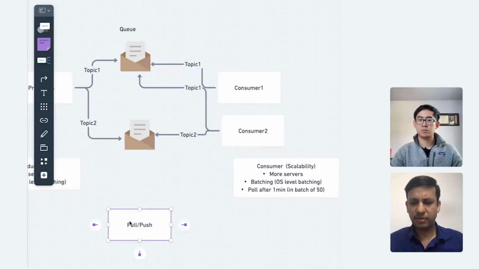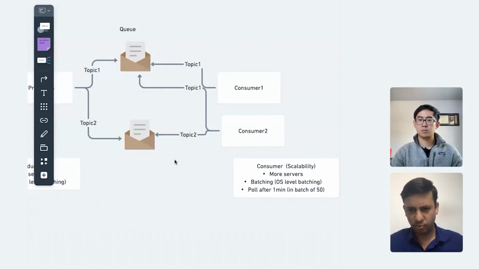I think I'll go over this queue part. I think the queue is the most important here: how I'm going to store data, what the message structure should be, how I'm going to store data into that queue, and what the different options are.